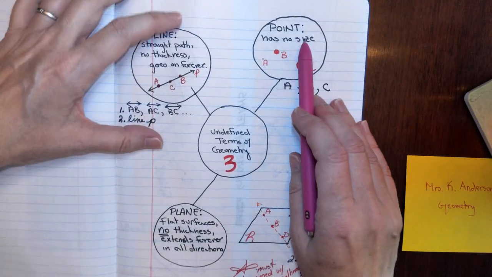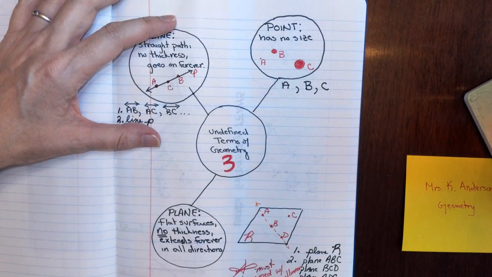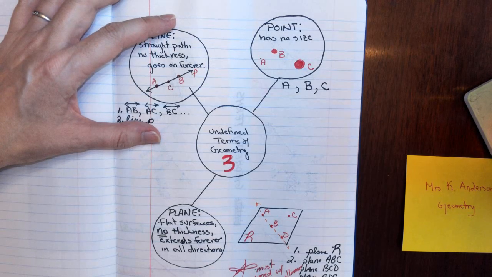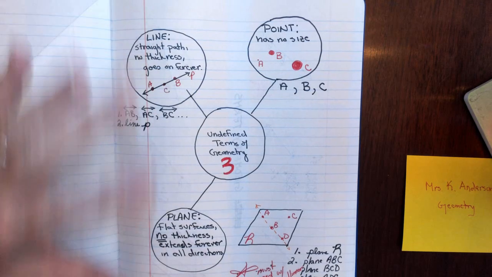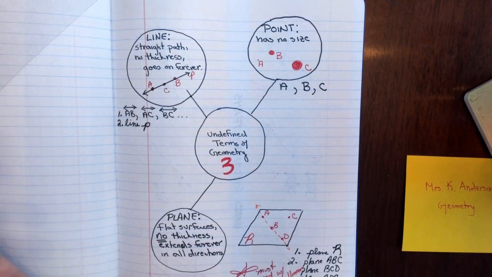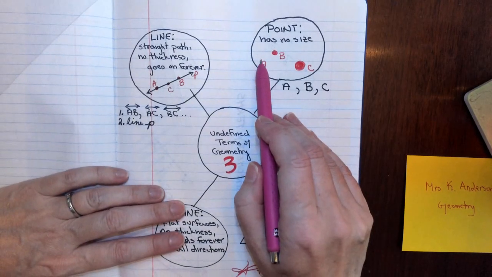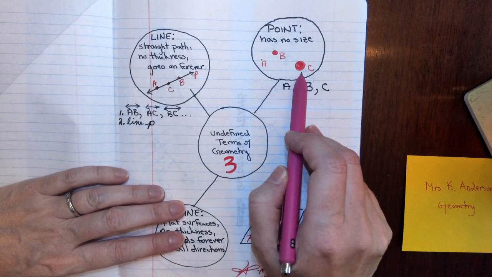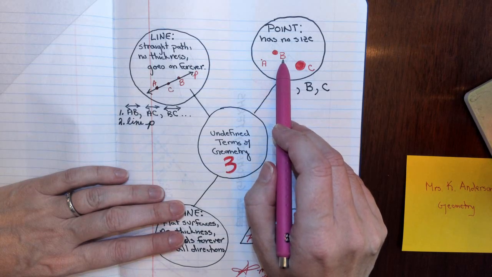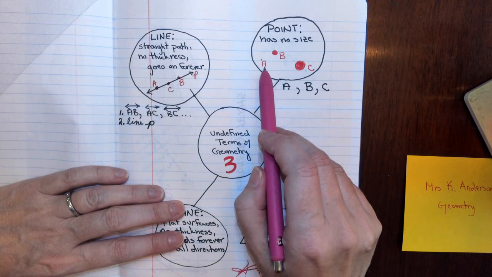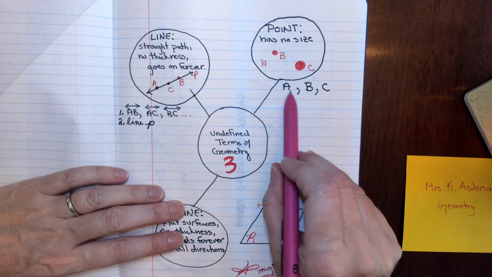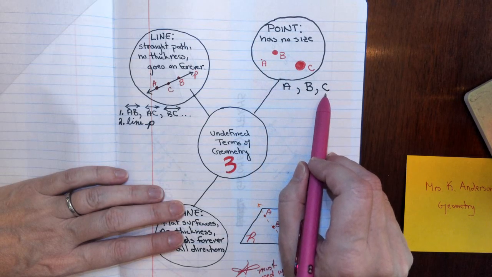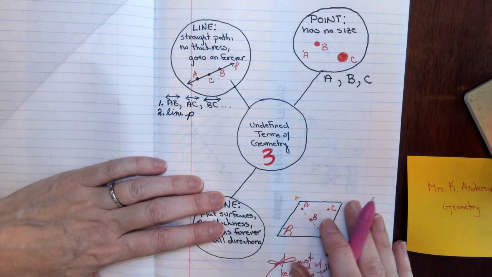So the first undefined term is a point, and it's kind of deceptive. A point has no size, and that's really what resonates between all of the different aspects of undefined terms, is there's nothing that defines each thing. So there's no size or length. It goes forever. So I could say the point looks like this. I could make it bigger. I could make it bigger. It has no size. When we write a point, we write it as a capital letter, and we separate our points by commas. Okay?